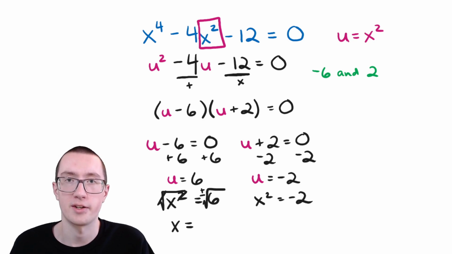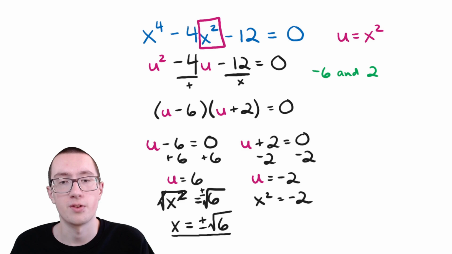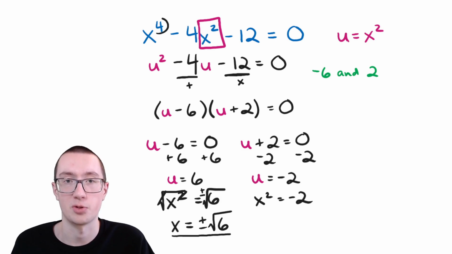Well, the square root of 6 is not a nice even number, so you can actually just leave it as that, plus or minus the square root of 6. So this is your final answer on this side. And remember, this is actually two answers. It's the positive square root of 6 and minus the square root of 6. And we're also going to get two answers over here. So there's going to be 4 total answers, which makes sense because the biggest exponent here is 4.